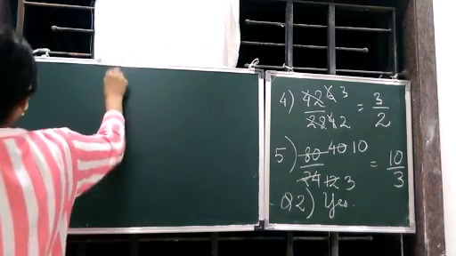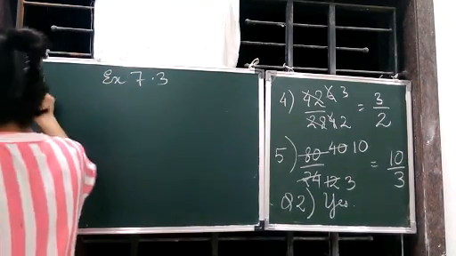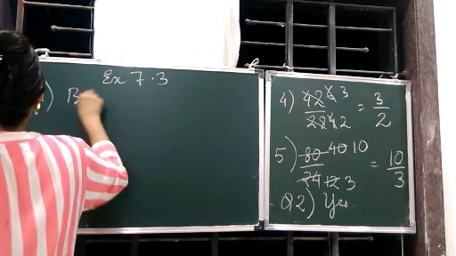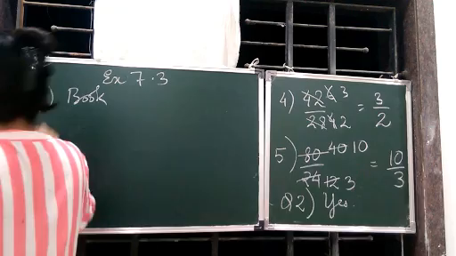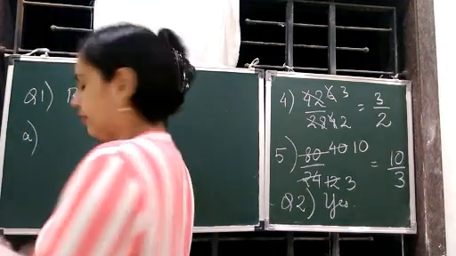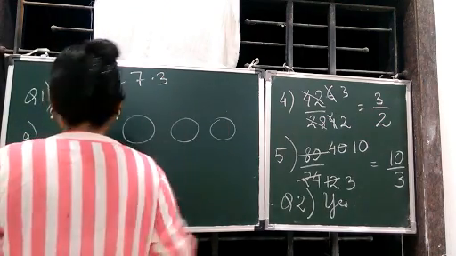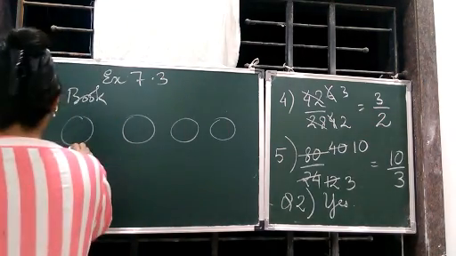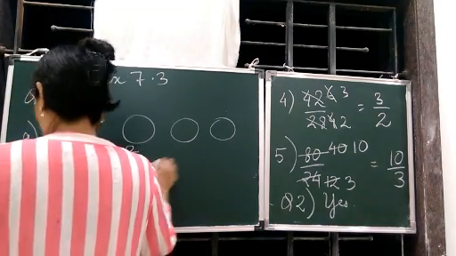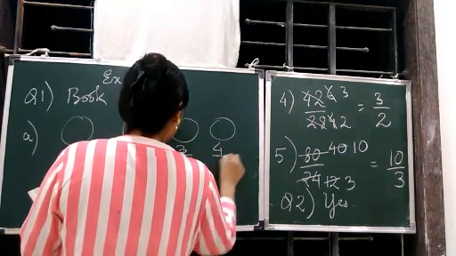Then starting with exercise 7.3, children. Question number 1, we have to write the fraction. We are going to do it in the book. There is place only for A, B, C, D, as the diagrams are made like this. So there you write: this is 1 by 2, this is 2 by 4, this is 3 by 6, this is 4 by 8.